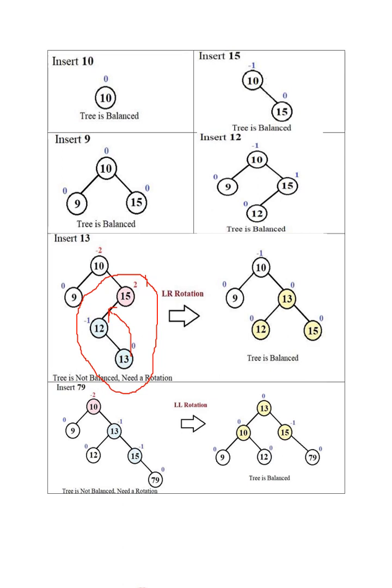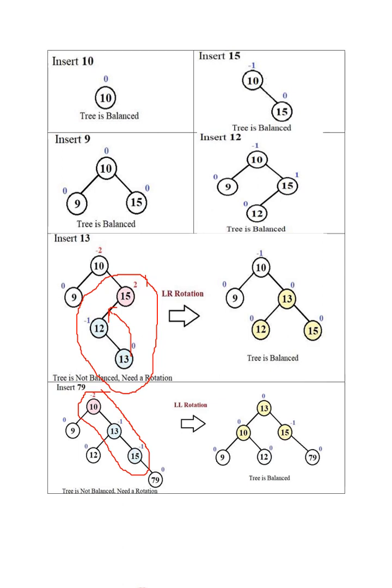Now I'm going to insert 79. Now if I insert 79, see here it is 0, 0, 0, no problem. Here also no problem. Here 1, minus 2, not a problem, but check here it is 10. So while inserting 79, 10 becomes unbalanced. So you have to take these 3 nodes and you have to perform rotation. So it is RR rotation.